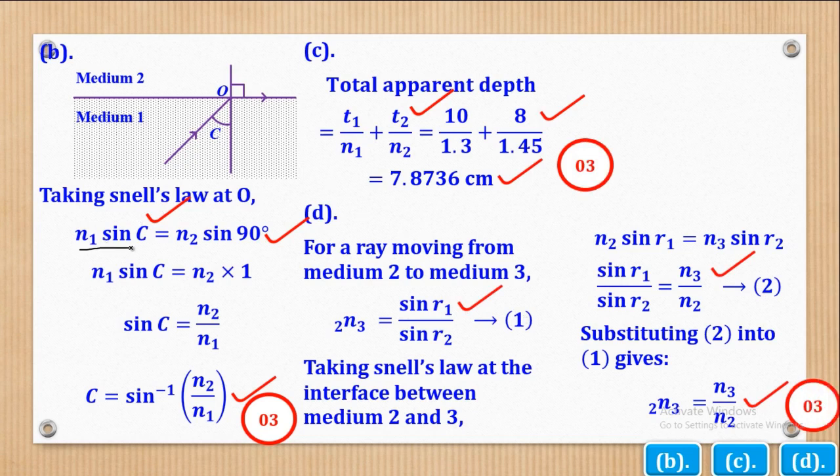So half a mark for taking Snell's law for this medium, and also for this medium 1 mark. Then the required expression, that's also 1 mark. Stating the formula for total apparent depth is 1 mark. Substituting is 1 mark, and output is 1 mark. This one is also 1 mark for definition of refractive index. Then also Snell's law 1 mark, and substituting 1 mark.